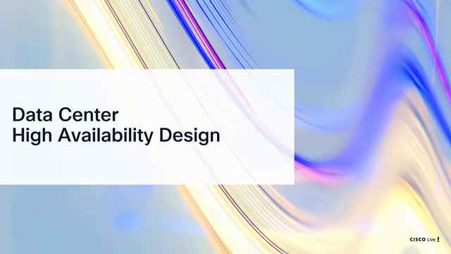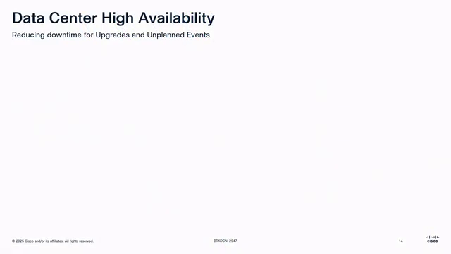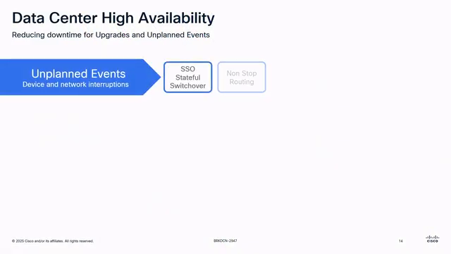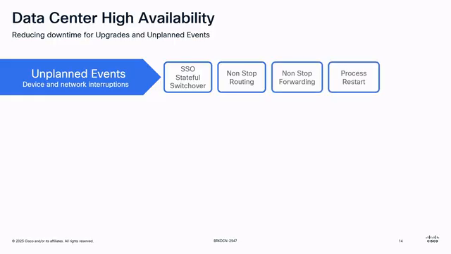Now we're going to be talking about how we do things from the data center itself. From the data center availability, we have many things that we can do. On the unplanned events, we're going to be covering things. We do support SSO, which is stateful switchover between redundant components. We do support graceful restart. We do support process restart. We have the capability for non-stop forwarding as well. So we're going to be covering a little bit of that and what we do from the software side.